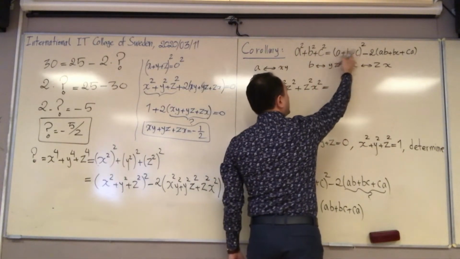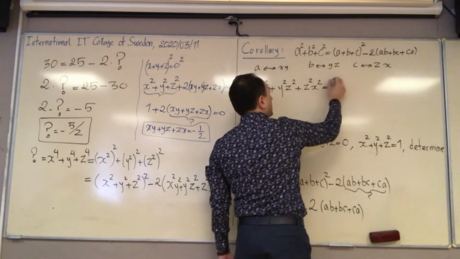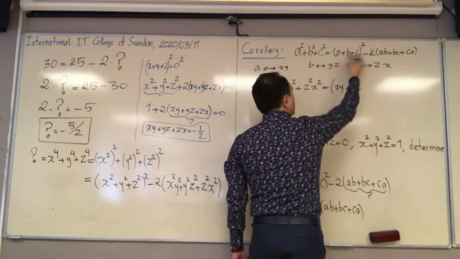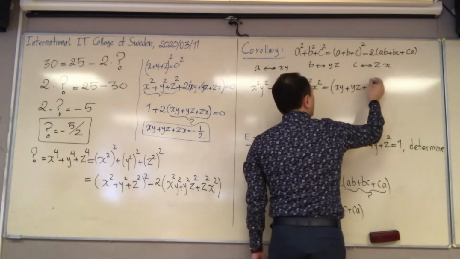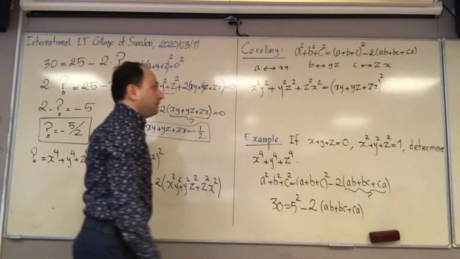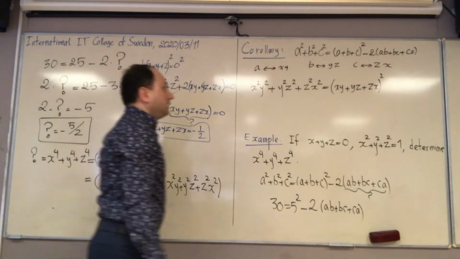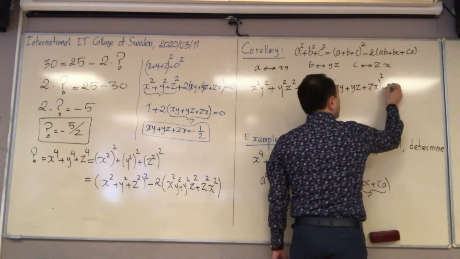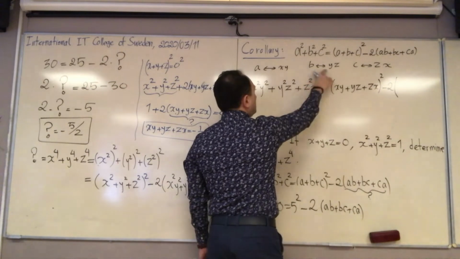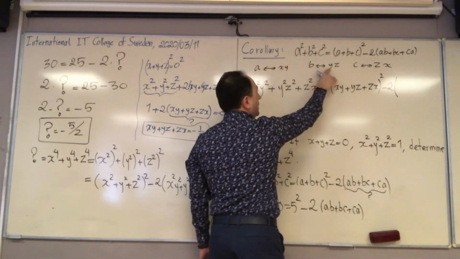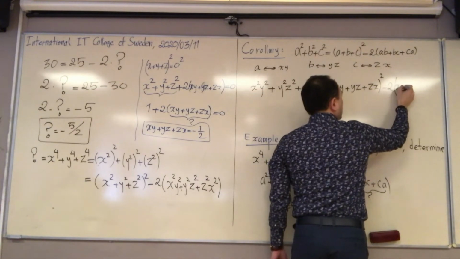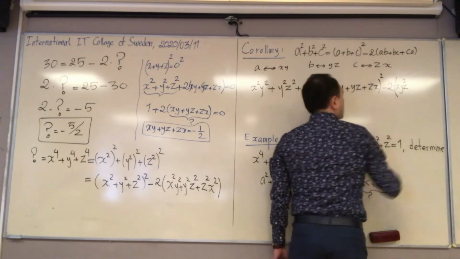Let us see what happens on the right. Can you tell me what happens on the right? A will be replaced by xy, B will be replaced by yz, and C will be replaced by zx, and then to the power of 2. Agree? Yes. And then what happens? Be careful here. Minus 2 times A times B. A times B is xy times yz. So what is the answer? xy squared z. Exactly.